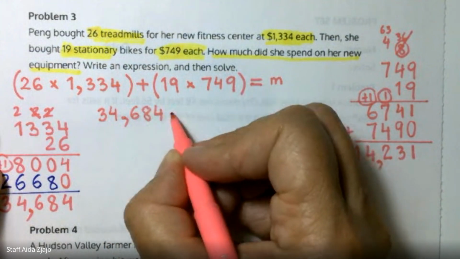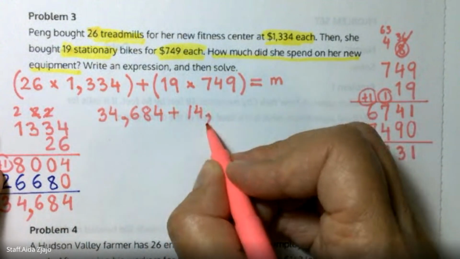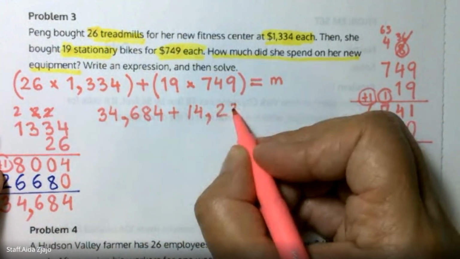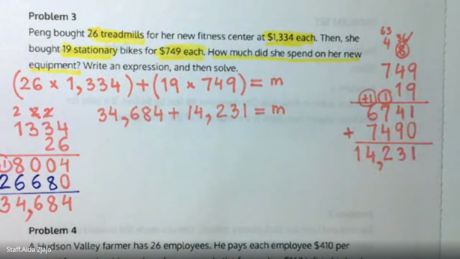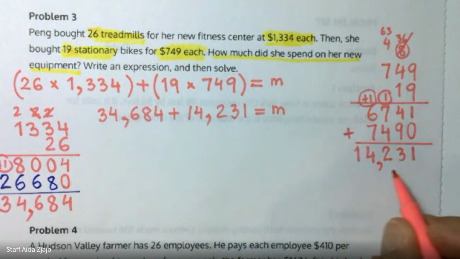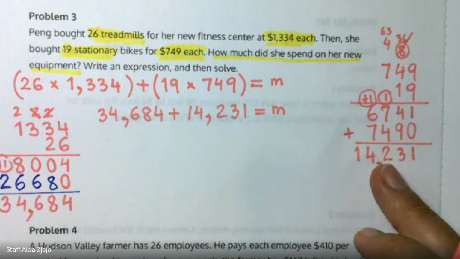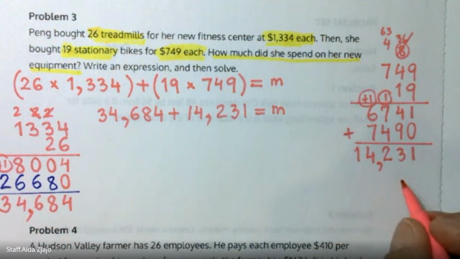34,684 plus 14,231 equals the total of the money. So let's do that. You already have this 14,231, so I'm going to just add this number to that.